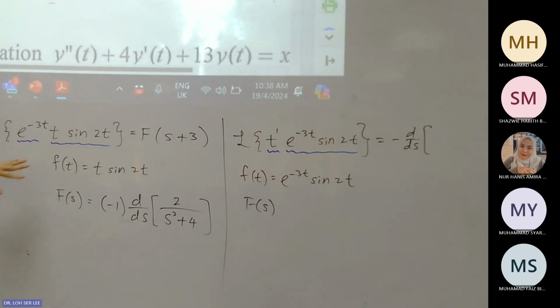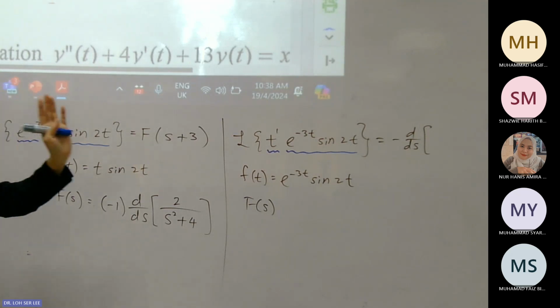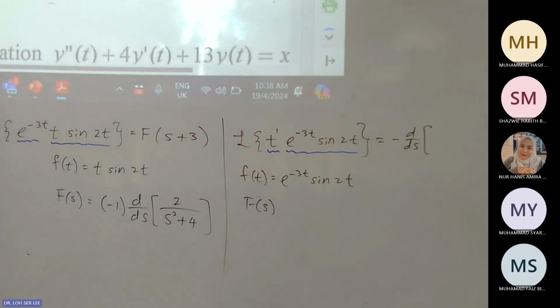You can try both ways and see which one is more convenient for you. You will get the same result from these two, either you start from the first translation, or you start with the derivative property. But anyway, you have to apply two different properties in solving this product function of three functions, involving the exponential and the sine.